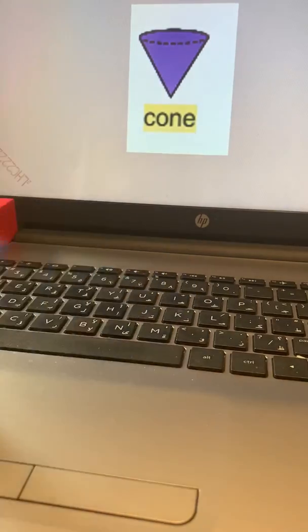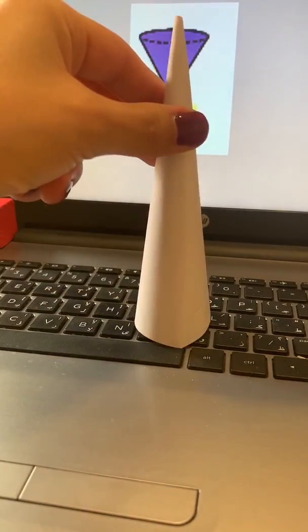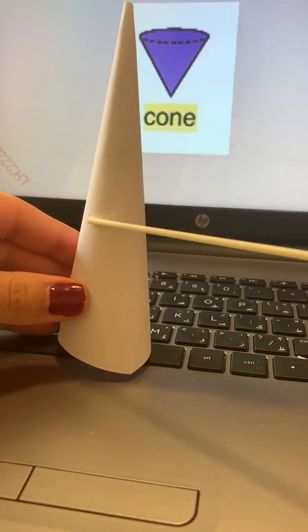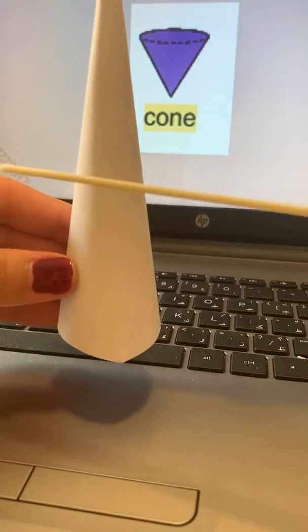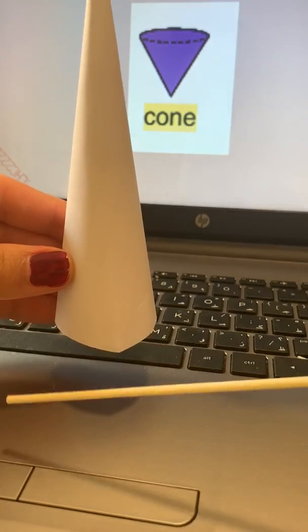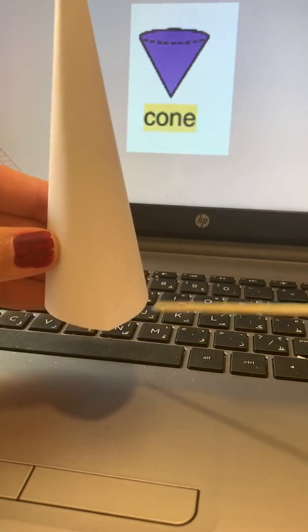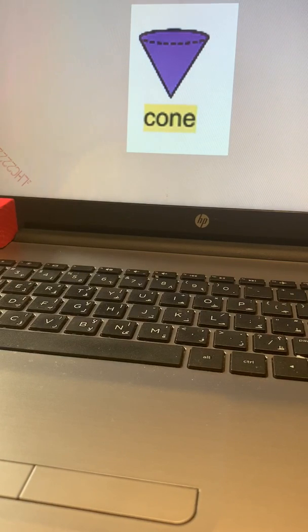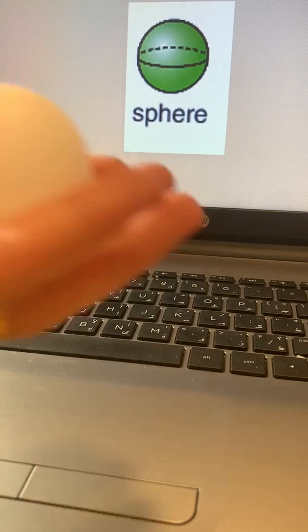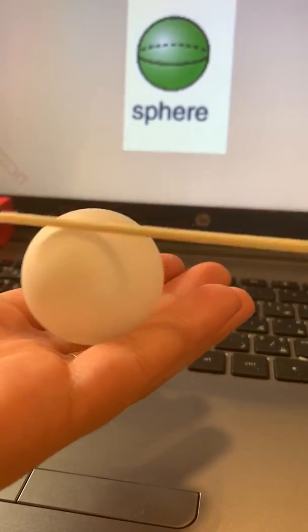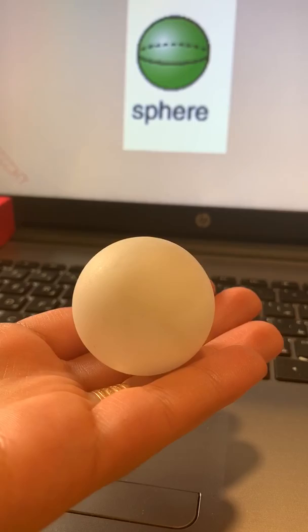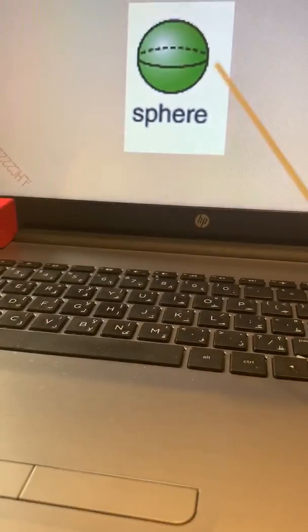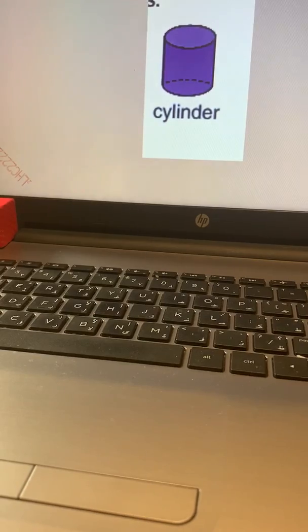Now, do you remember the ice cream cone? Yes, so this is the cone. In the cone, I have a curved surface here, and here it's a flat surface. Repeat after me, cone. Now look at this curved surface. Here I have only a curved surface. What do we name it? Sphere. Repeat after me. Sphere.